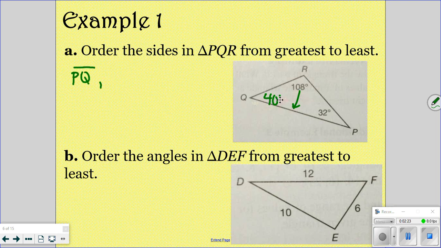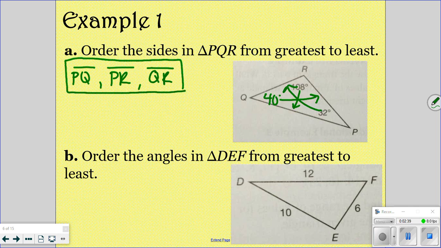The next largest angle is 40. So the next side that we're going to write is PR. And then the smallest angle is 32, which is opposite of QR. So that would be from greatest to least.